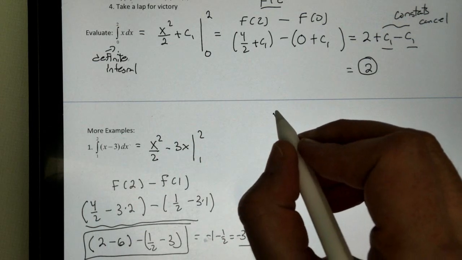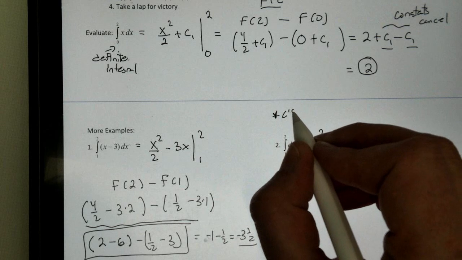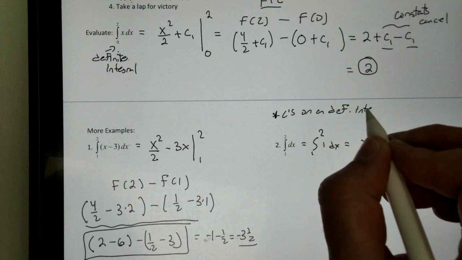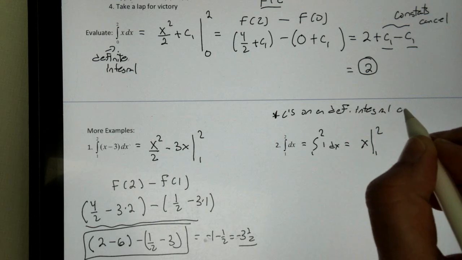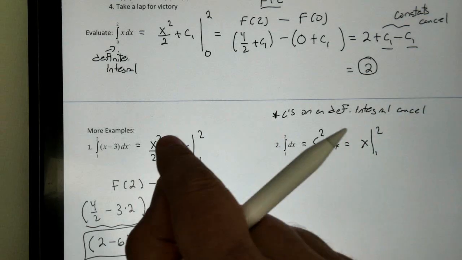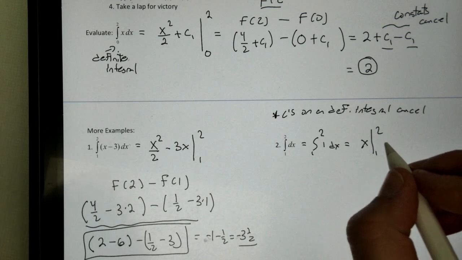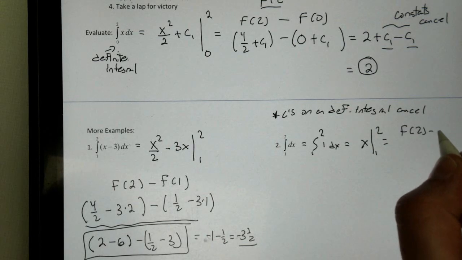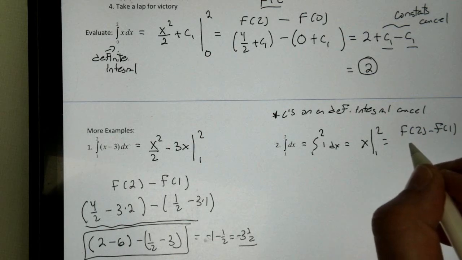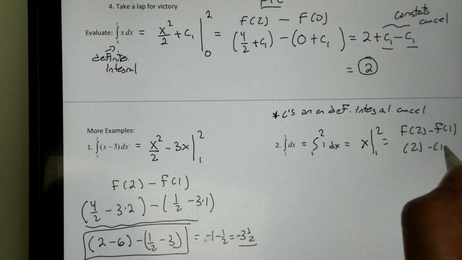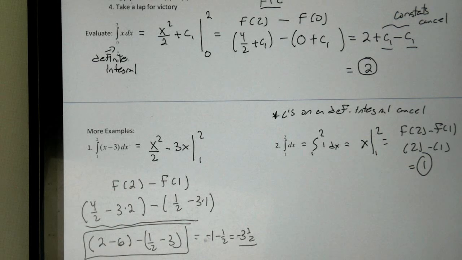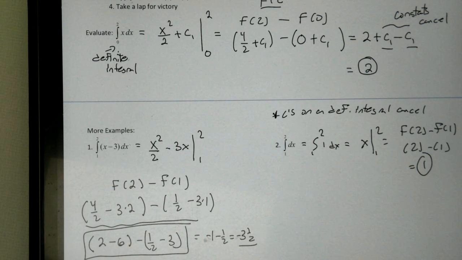So the C's on a definite integral cancel. So therefore we don't actually need to write them. So I can just leave it as the x. And then this is just my FTC, f of 2 minus f of 1. And this just becomes 2 minus 1, whatever that is. I think it's just 1. And there's our area. So let's make this a little bit harder.